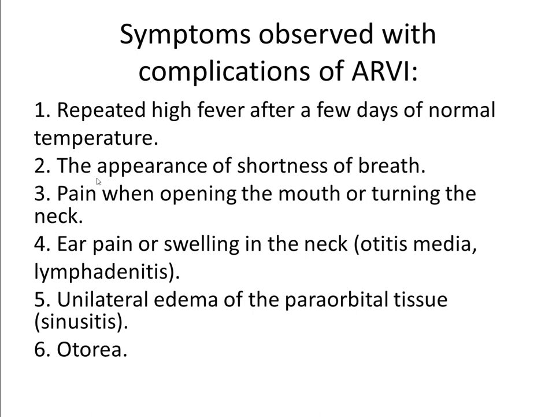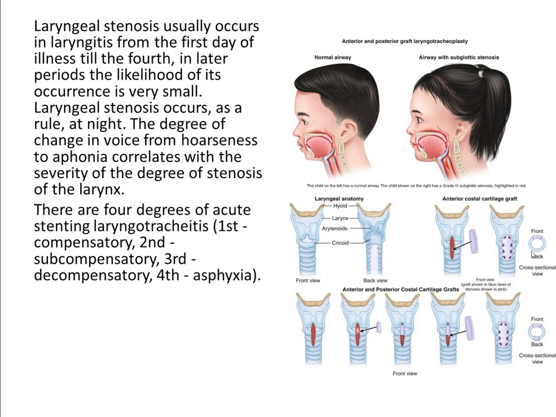The high fever, the appearance of shortness of breath, pain when opening the mouth or turning the neck, ear pain or swelling of the neck, common for otitis media and lymphadenitis, unilateral edema of the paraorbital tissue for sinusitis, and otorrhea. Laryngeal stenosis usually occurs in laryngitis from the first day of illness till the fourth. In later periods, the likelihood of its occurrence is very small.